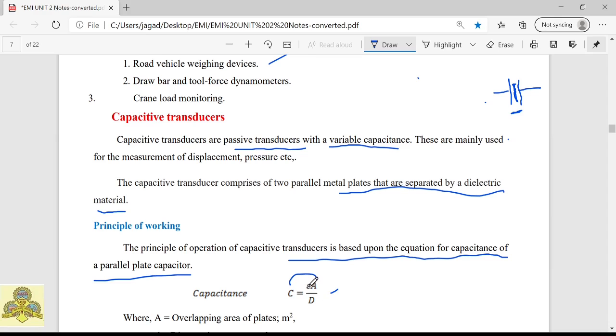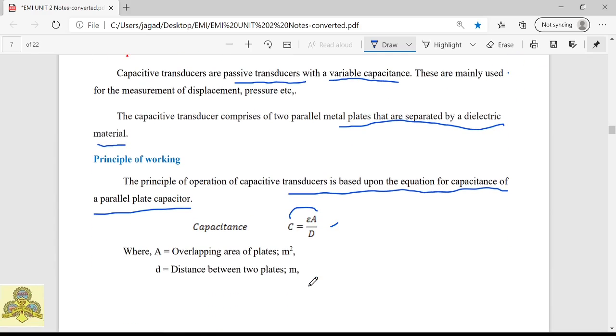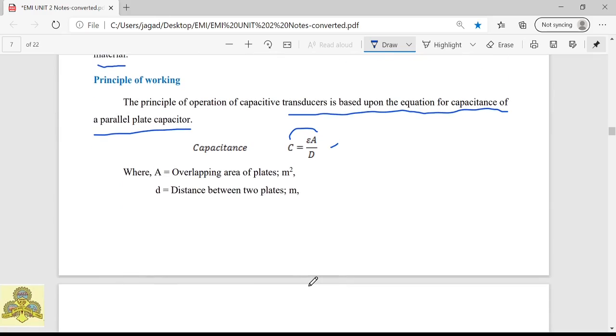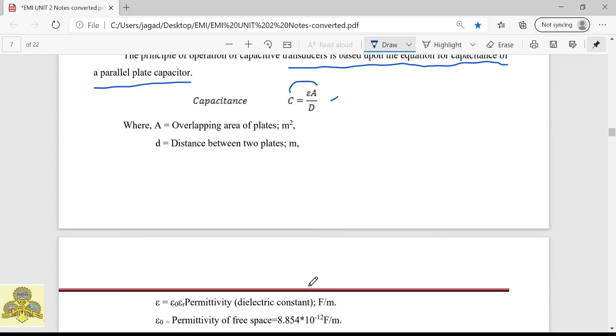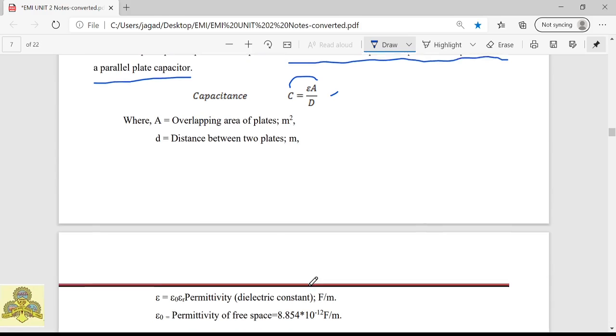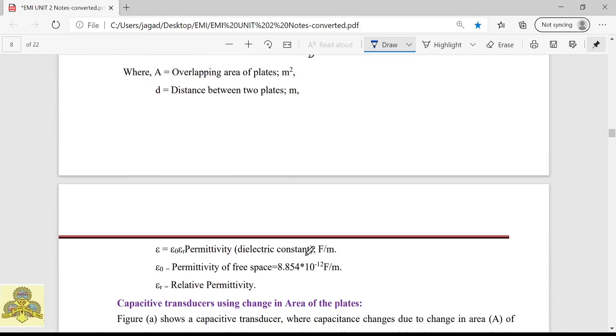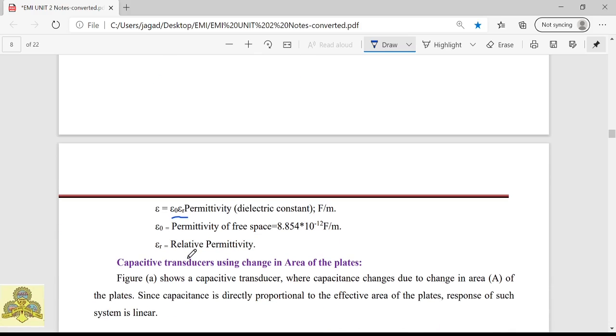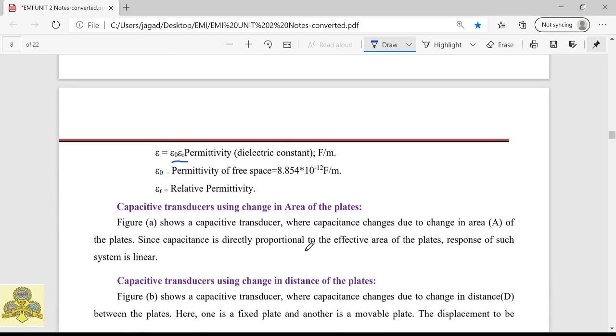Also, it is directly proportional to epsilon. For the material we use as a dielectric, if its permittivity is more, the capacitance is more. If the permittivity is less, the capacitance is less. That permittivity, that is, the dielectric constant, can be given as epsilon naught into epsilon r. So epsilon naught is the permittivity of free space, and epsilon r is the relative permittivity.